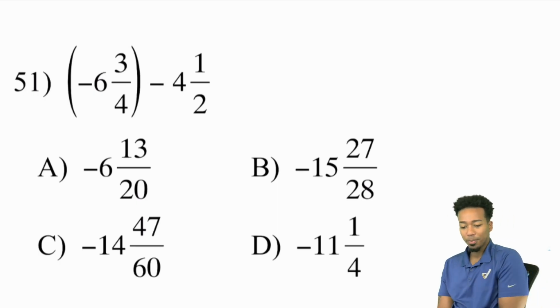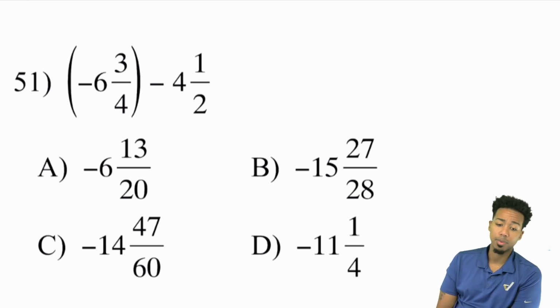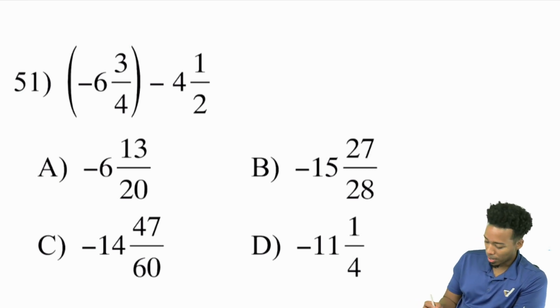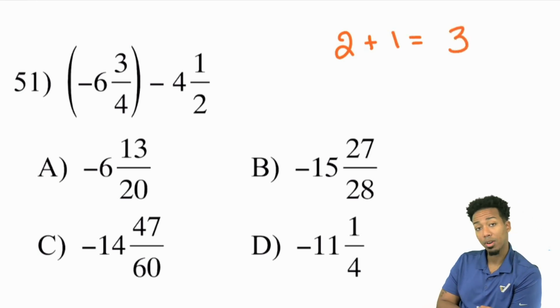So 51. We're taking a look at 51, and this already looks crazy, right? This is a negative number minus another number. This actually isn't that bad, my party people. It actually isn't. How do I know? Because of this. Well, if you have a positive 2 plus a positive 1, that's going to be a positive 3, correct?